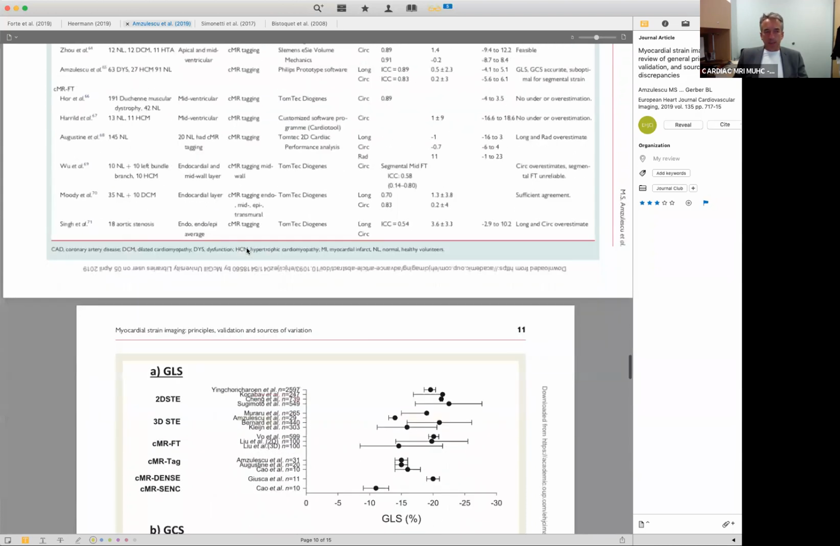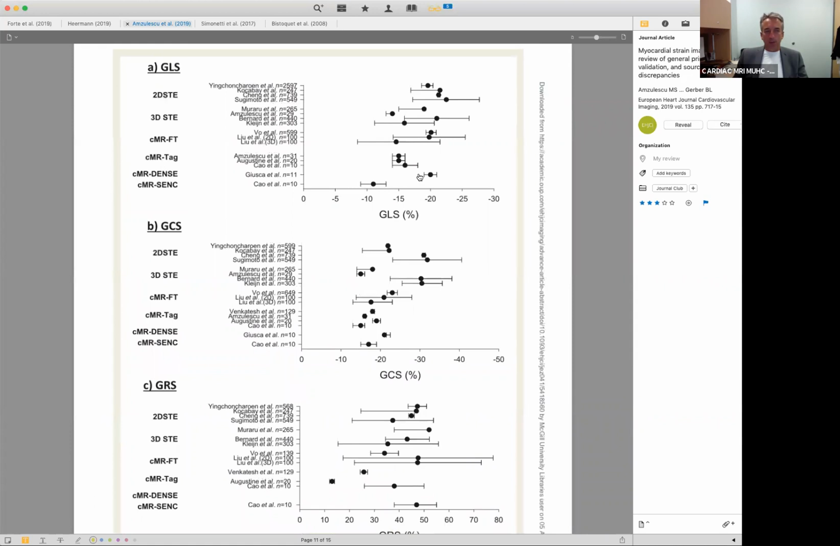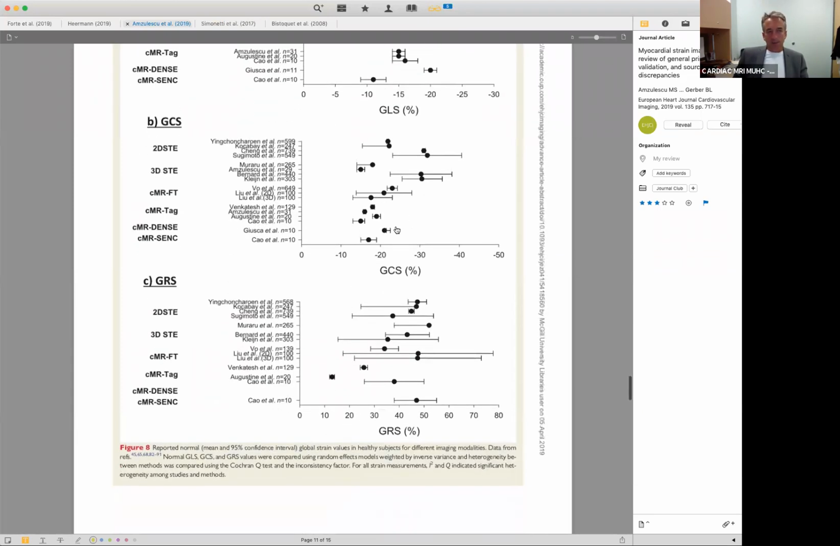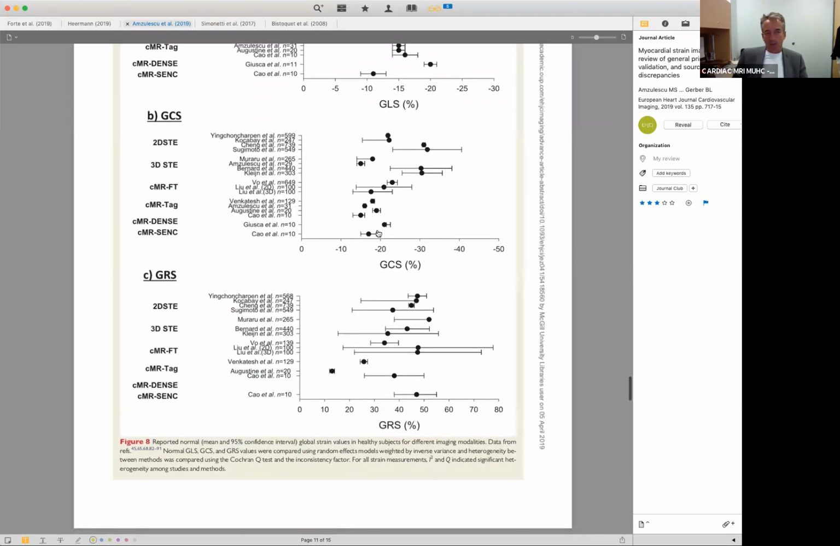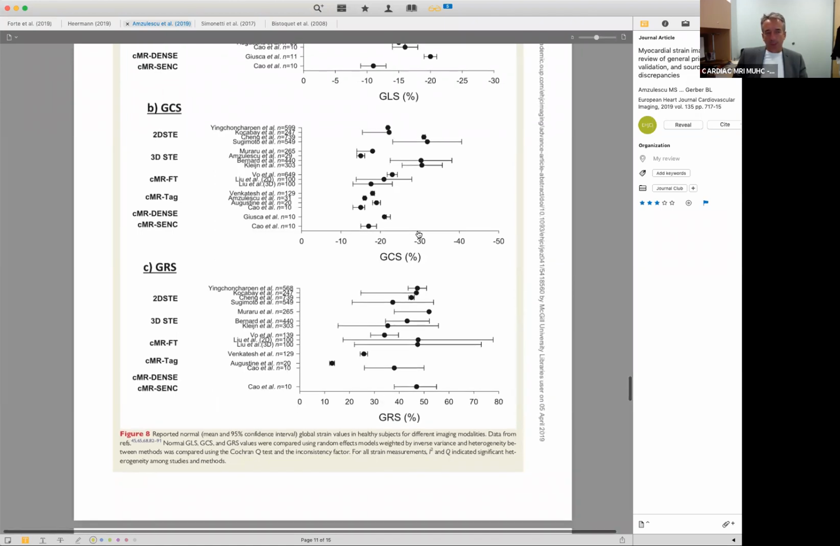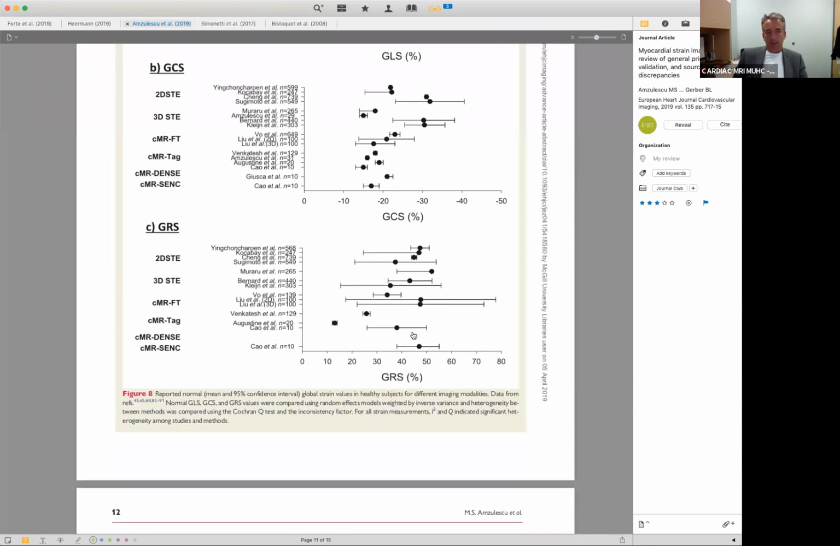And here you see in figure 8, you see how variable the normal values that have been published are for the different methods. So if you just take DENSE and SENC, those are probably, theoretically, the most accurate, because it's displacement and strain encoded data that are being used. So we get the information from the pixel itself and do not use calculations or models or observed displacement. But here you can see the longitudinal strain varies significantly between the two. And here also for the circumferential strain, there's also a significant difference. Whereas for the radial strain, there is not, but you see the confidence interval is really wide.